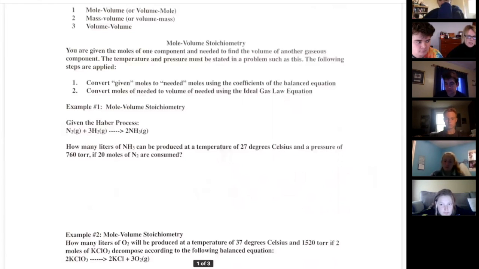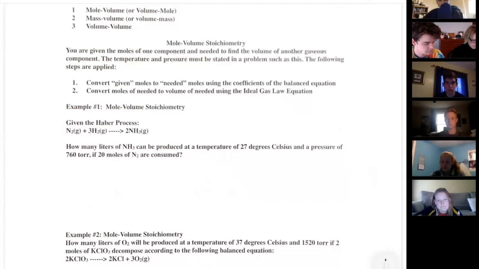You convert the given moles to the needed moles using the coefficients of the balanced equation, because we're doing stoichiometry, so it's not going to be any different. We want to get to the mole-to-mole ratio. So given moles to needed moles, then convert the moles to the needed volume using the ideal gas law. So here we're marrying our process of stoichiometry to the ideal gas law. So we're going to be flipping back and forth between processes to some degree in these problems.